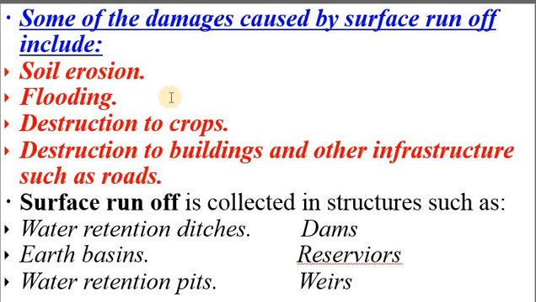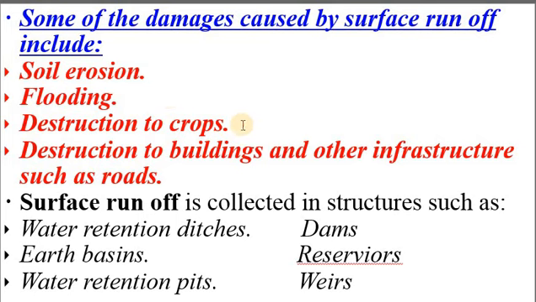The second is flooding. Water flows and covers the ground for a period of time, and it affects the normal activities like movement and other things. So the second effect of surface runoff, or the second damage, is flooding. Flooding is dangerous. It causes death of animals, destruction of property and life.